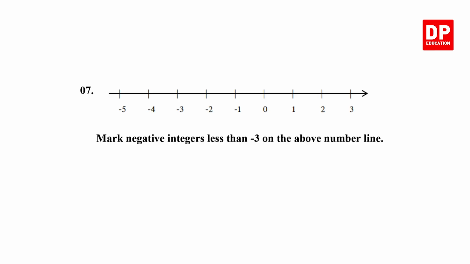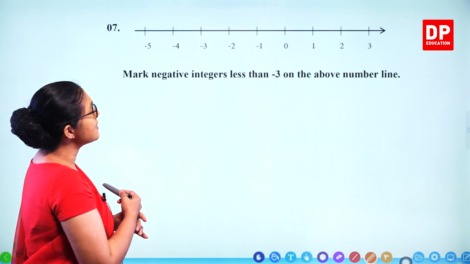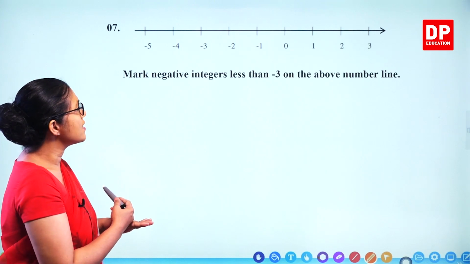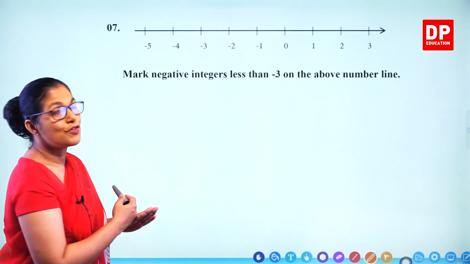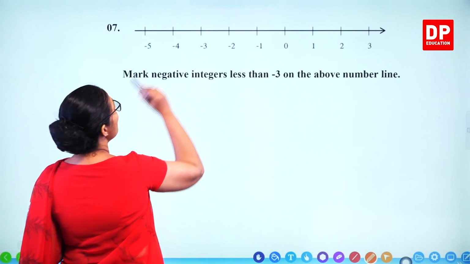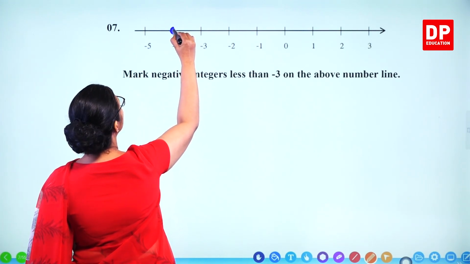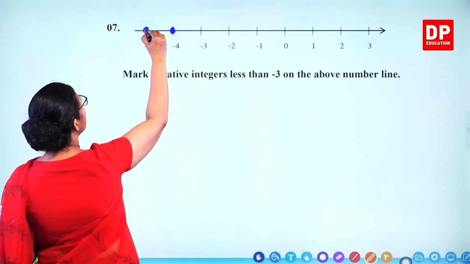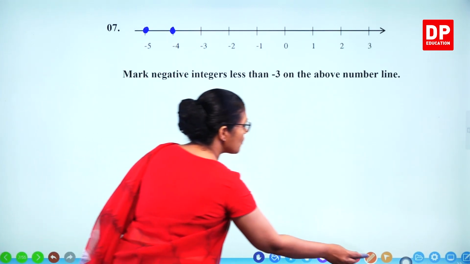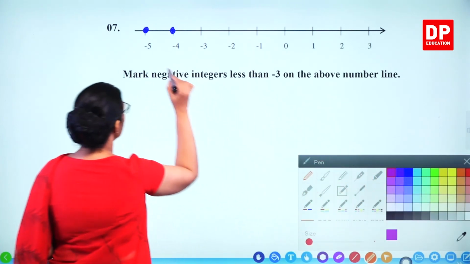Question number 7. Mark negative integers less than -3 on the above number line. Integers less than -3. So -3 is not included. So you can mark -4 and -5. Those are the 2 integers you can mark. So you get 2 marks, 1 each.